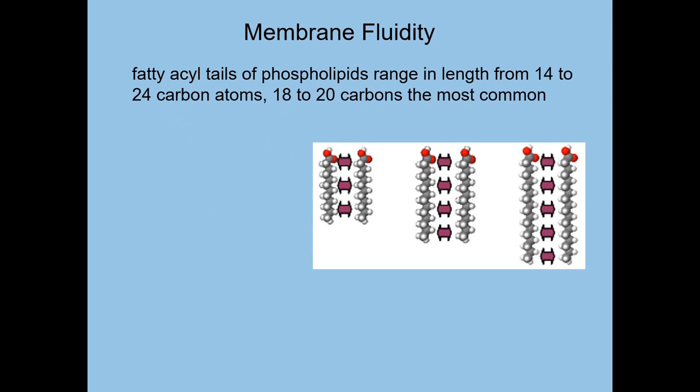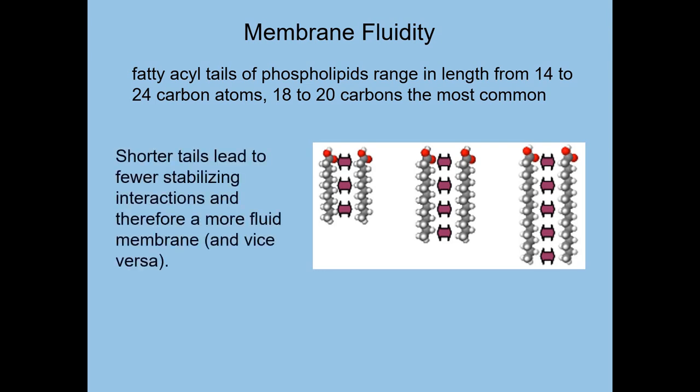The fatty acid tails of the phospholipids range in length from 14 to 24 carbon atoms, with 18 to 20 the most common. Shorter tails lead to fewer stabilizing interactions, and therefore a more fluid membrane, whereas longer tails lead to more hydrophobic interactions and more stabilizing.